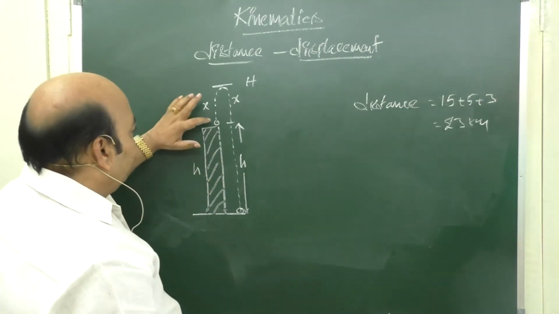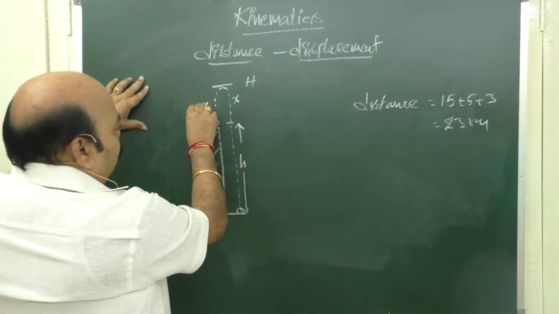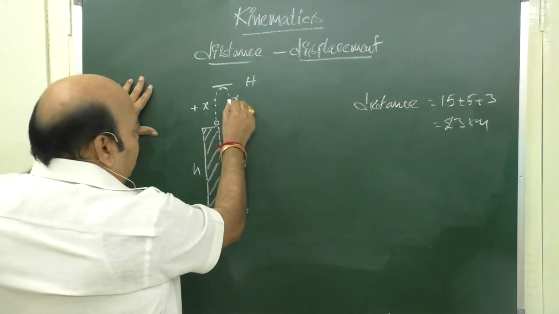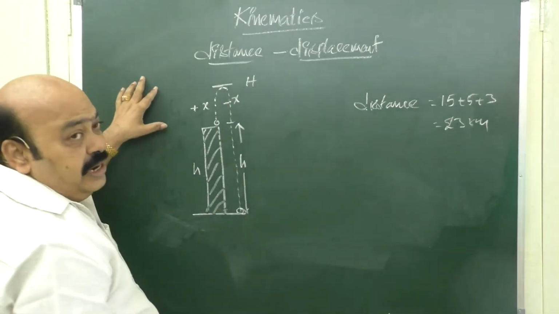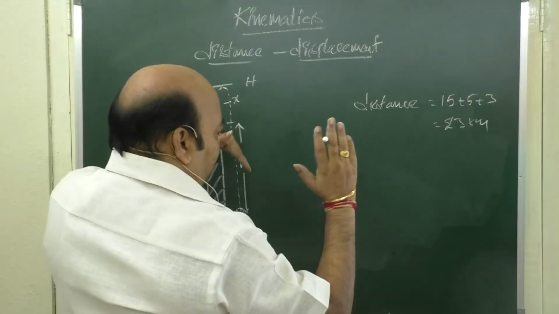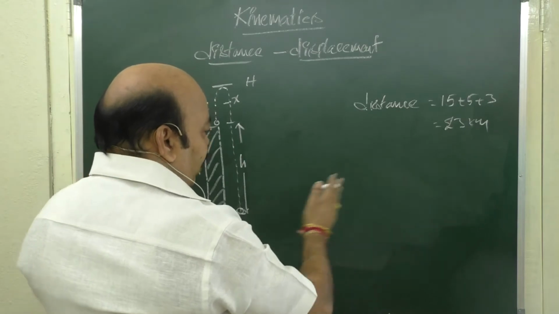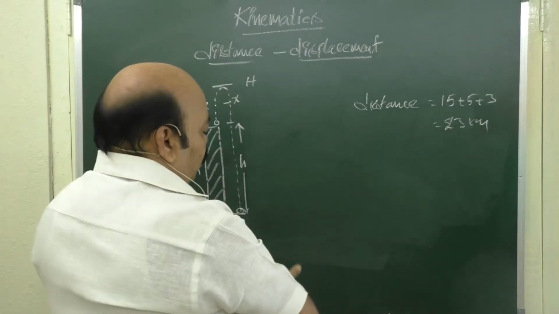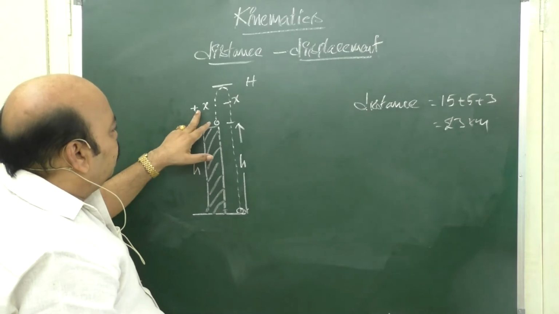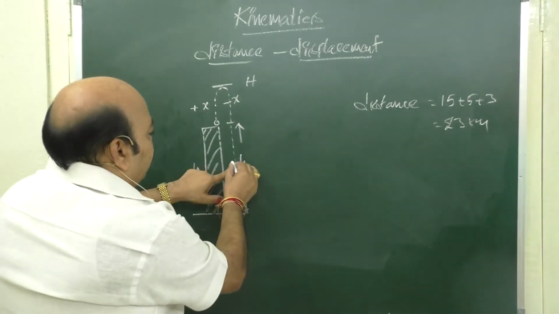For example, while going up, if you consider this one as positive, while coming down you have to apply the opposite sign to this. Up is positive, down is negative. Just like the x axis, rightwards is positive, leftwards is negative. Y axis, upwards positive and downwards negative. Like this, it is positive and this is negative. And coming to this one, it is also negative.